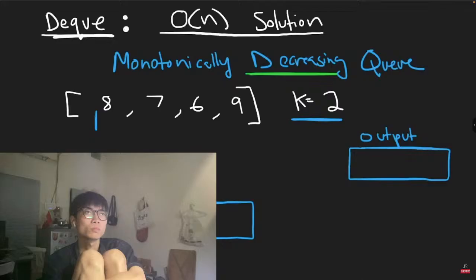So we have our first window over here, 8 and 7. So we add 8 to our queue. Then we look at 7. Well, 7 is not greater than 8, right?